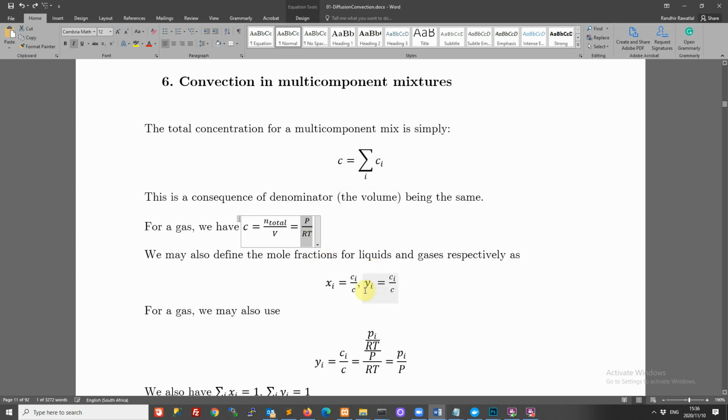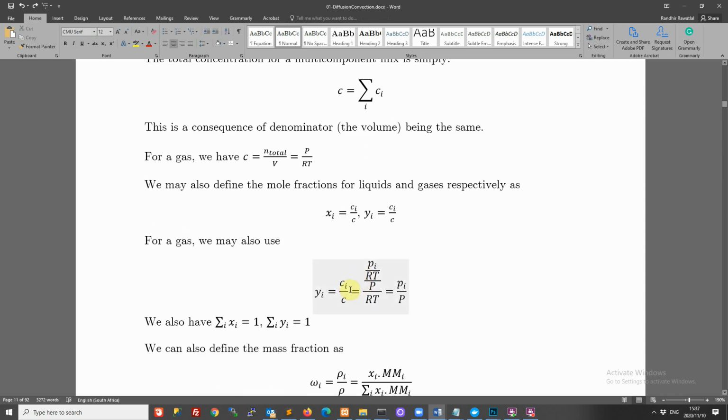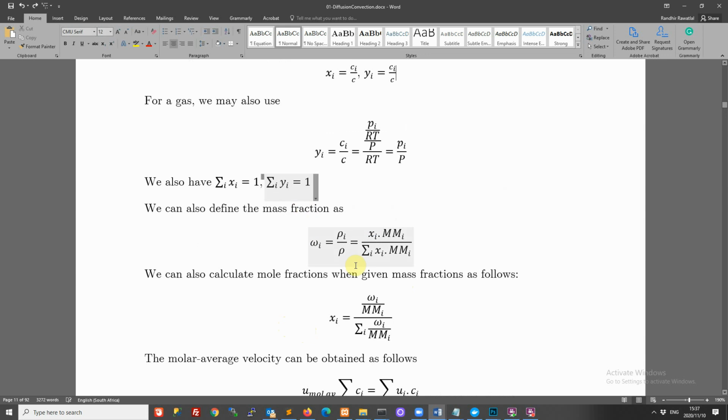And then you can go on to define your mole fractions. So if it's liquid, the standard is to use an X for liquids. So the ratio of the concentration of component I to the total concentration. And for the gas, the same thing. For the gas, you can also rewrite the concentrations in terms of the partial pressures. So P sub I is the partial pressure of component I divided by RT. So that's the concentration of component I. And then the total concentration P over RT. And of course, RT can cancel, so leaving you with the ratio of the partial pressures. Obviously, all these fractions add up to one. You can also define your mass fraction like this.